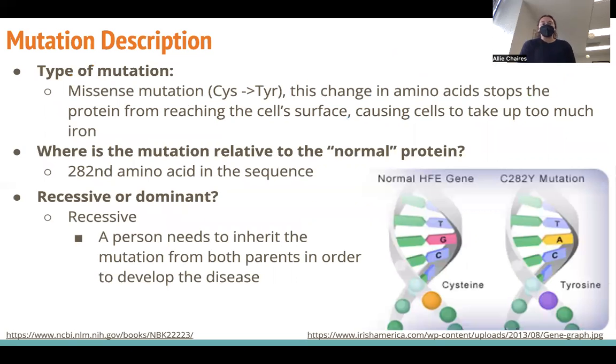So the mutation description. After analyzing the sequence, we found that a cysteine residue was changed to a tyrosine residue, which is known as a missense mutation when you switch out a specific amino acid residue. And this change in amino acids stops the protein from reaching the cell surface, and it causes the cells to take up too much iron. And the spot where this mutation took place was the 282nd amino acid in his sequence. And this mutation is recessive, meaning that you have to get the mutation from both parents in order to develop this disease. And here we have an image where we have a normal HFE gene and we have the cysteine residue, and then we can see in the mutation where the cysteine was turned into tyrosine.